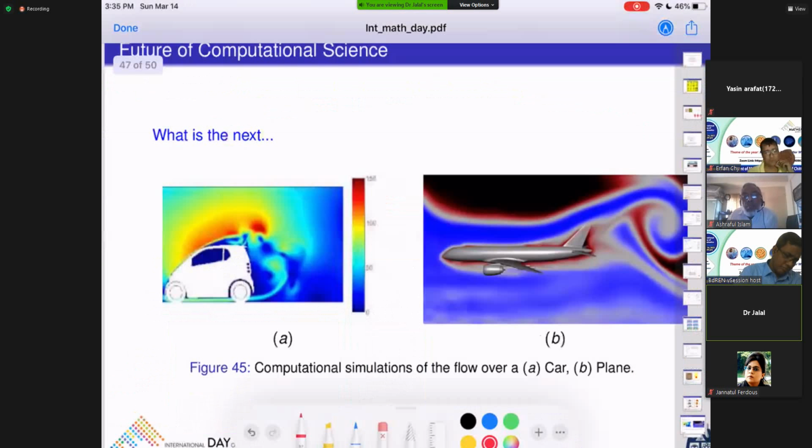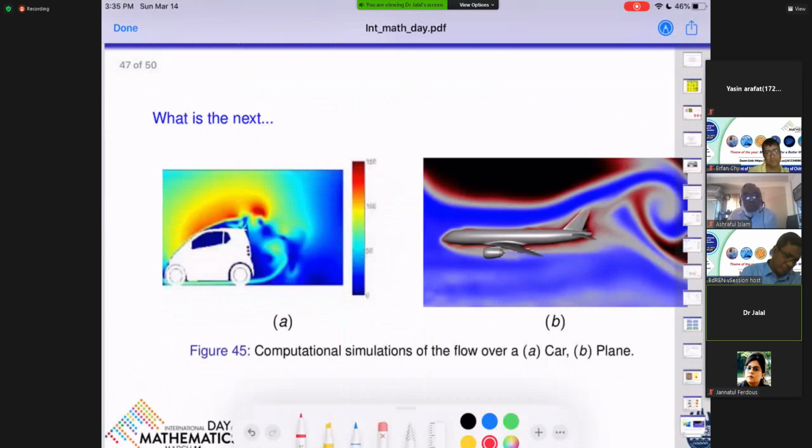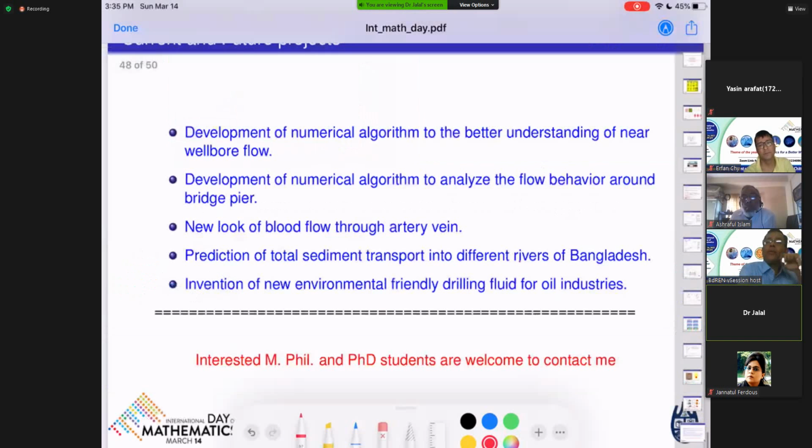Okay, now what is next? If you see some simulation, if you go to the market, you will see different types of vehicles, different types of cars. To design different models and different shapes of the car, you need to understand the flow around the car. In that case, you need to understand computers. You need to understand mathematics. If you have good mathematical knowledge, you will be an expert in that field. Similarly, in aerodynamics.